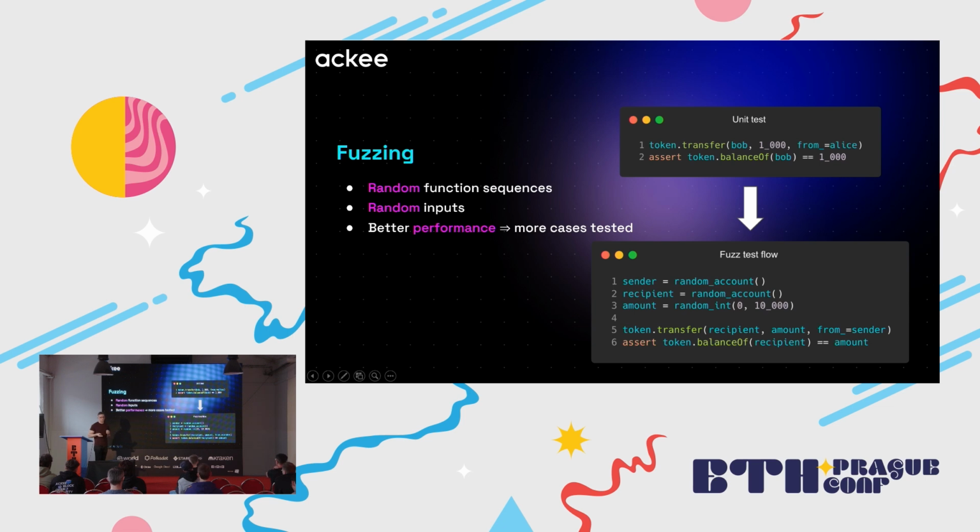And what's the difference here? We have a sender, which is a random account, also the recipient for the tokens, which is again a random account. And there's also the amount, which is a random integer in between, let's say, 0 and 10,000. And otherwise, it's quite the same, except we don't set specific numbers and parameters. Instead, we use just random data.